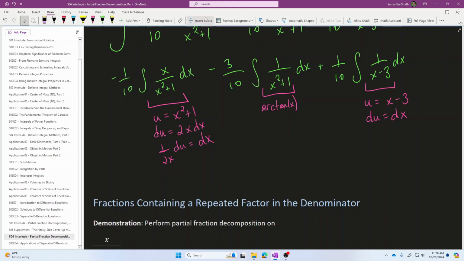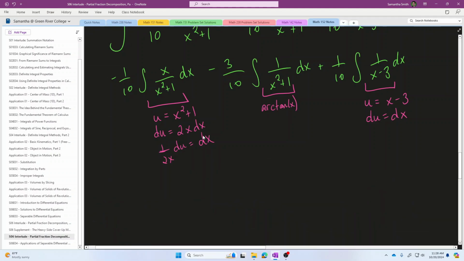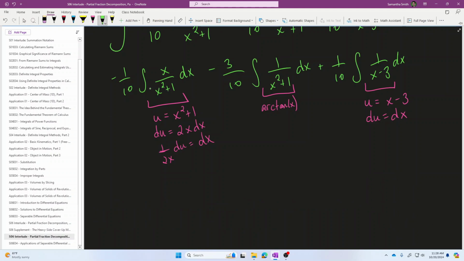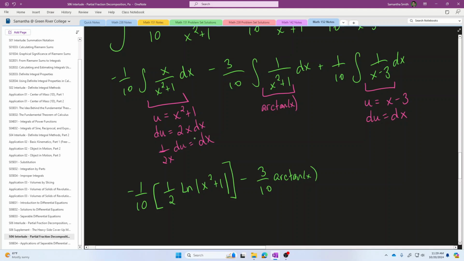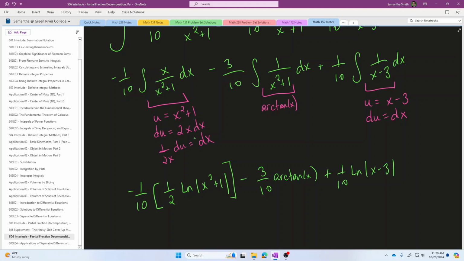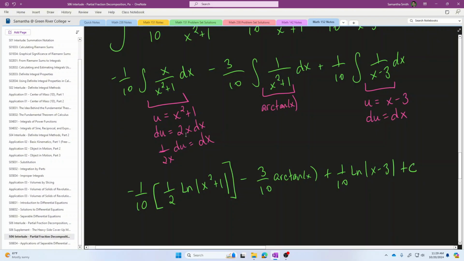So if I used those 3 methods to integrate these 3 fractions, then what I would be left with is negative 1/10 times 1/2 natural log of x squared plus 1 minus 3/10 arctan of x, and then in the back 1/10 natural log of x minus 3, and then plus c from that.